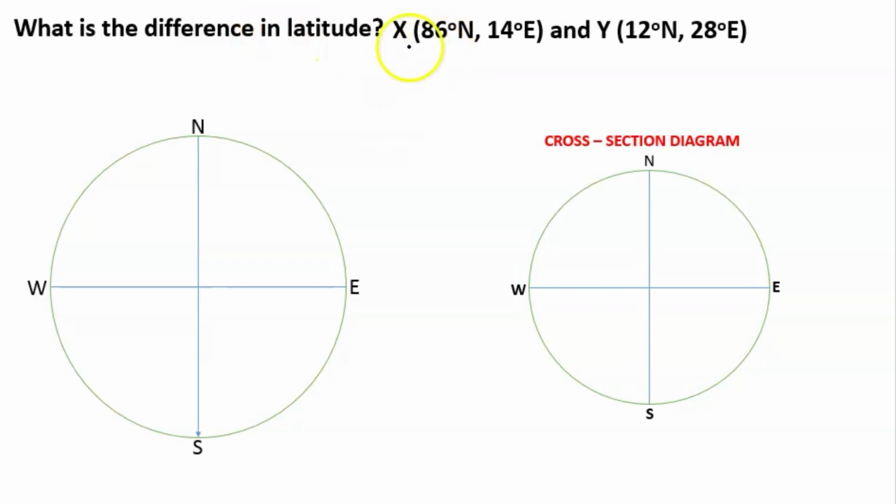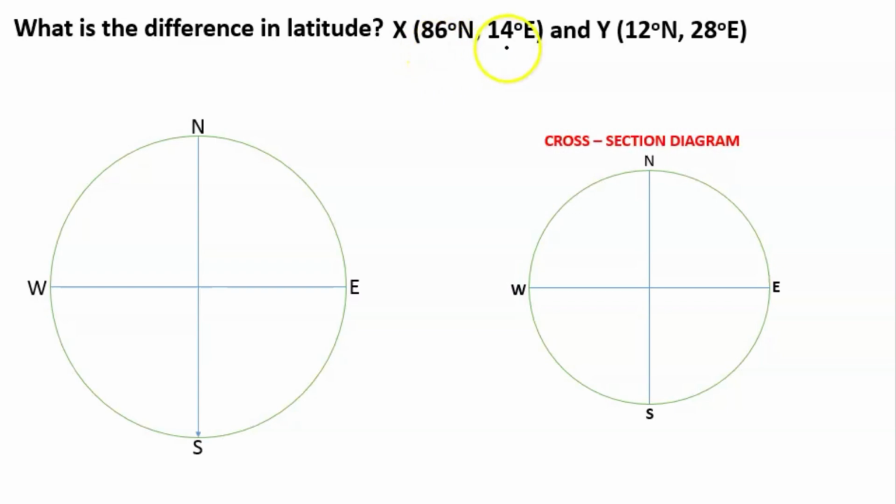Okay, so we are in this question. We are asked, what is the difference in latitude? What is the latitude difference? So that means they are actually asking for the difference in the angle between these two points, point X and point Y. The first thing to look at when you are given points like this is to check which one is fixed and which one is varied.